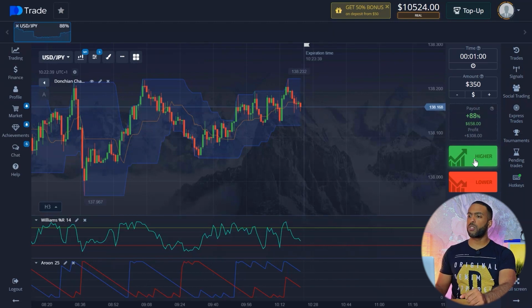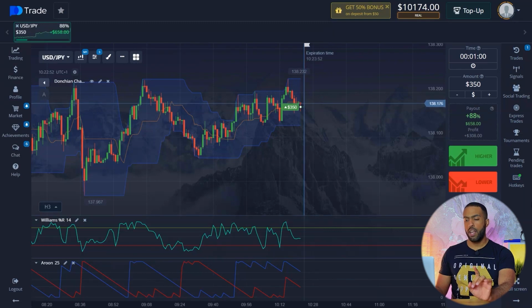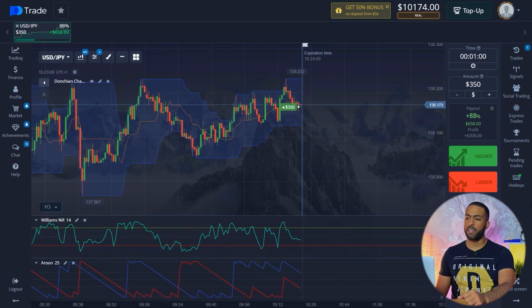Here's our moment. I'm gonna open an up trade for $350 for 1 minute. I want to again draw your attention to the Aroon indicator. The decline in price continues, but the decline of the blue line of the Aroon indicator has almost stopped. And given that it's much higher than the red one, this indicates the superiority of the uptrend over the downtrend. And that's why I opened an up trade. So let's see how our trade is going to end.